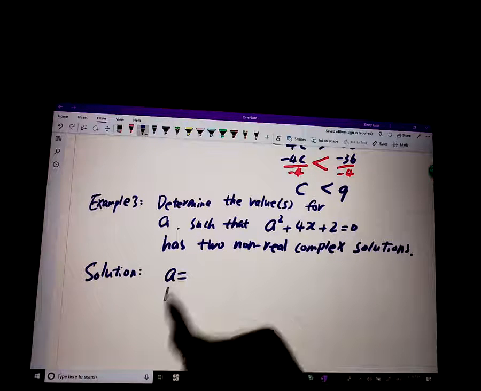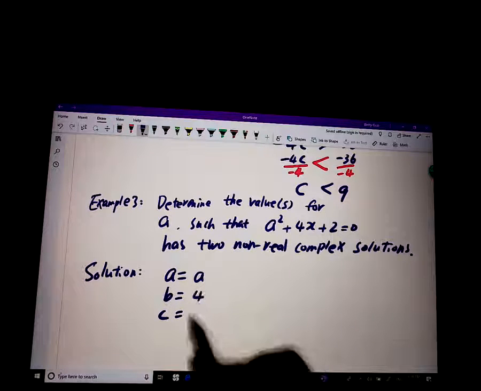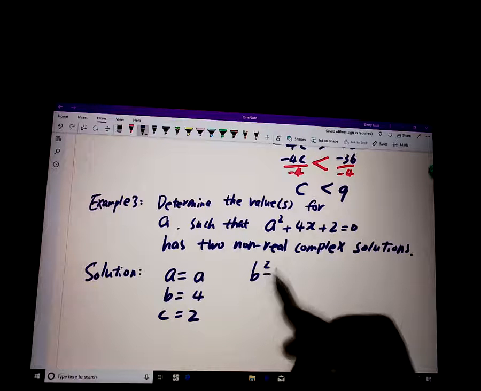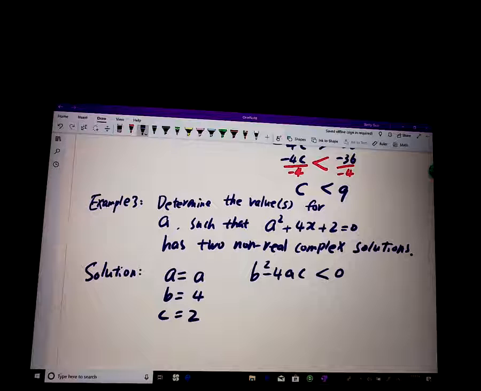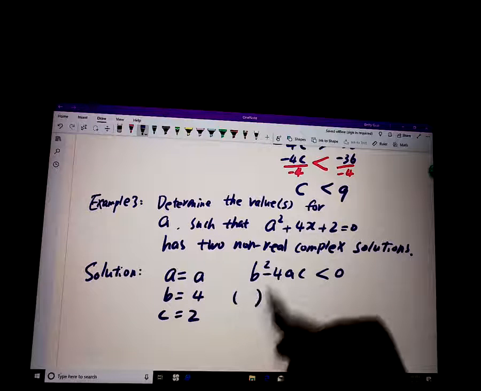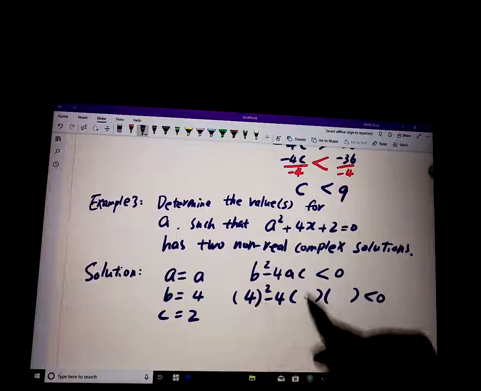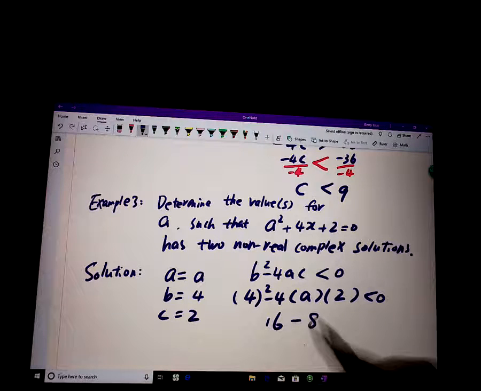So A, B, C. A is A, we don't know. B is 4. C is 2. In order for the equation to have two non-real complex solutions, the discriminant needs to be what? Positive, 0, or negative? You know that. Negative, right? Less than 0. So let's plug in the values for A, B, C. B is 4, A is just A, C is 2 this time. 4 squared is 16, minus 8A, less than 0.